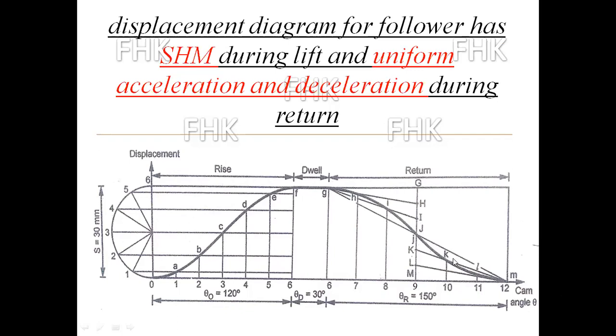Now, how to get the intersection points? This first line G to capital H, where it intersects that first vertical line, that point will be H. This second inclined line, where it intersects that second vertical line, that point will be the second point, which is nothing but I.